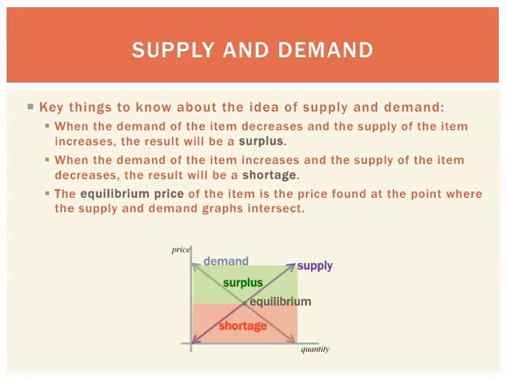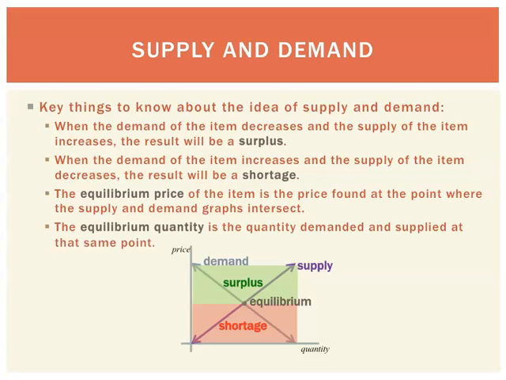Now, the equilibrium quantity is the actual number of that item that is demanded and supplied at that same point where you won't end up with a surplus or shortage. So you'll notice that this point here is in fact a point on the graph, and along the x-axis here we have the quantity, so that would be the equilibrium quantity, versus the y-coordinate of that point, which is the equilibrium price.